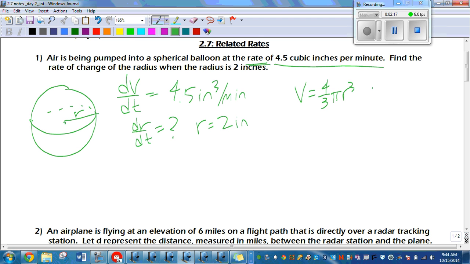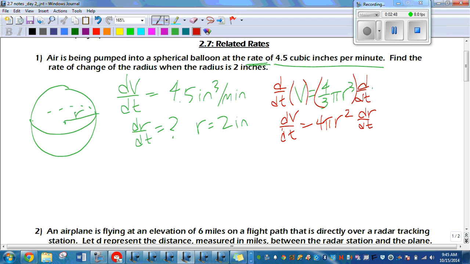We're going to go ahead and take the derivative of both sides with respect to time, to see how everything's changing with time. So the derivative of volume with respect to time is just dV/dt. Over here, these are constants, the 4/3 pi. We're going to bring that 3 out in front times 4/3. We get 4 pi times r squared, and then we have to multiply by the derivative of r, which is dr/dt.